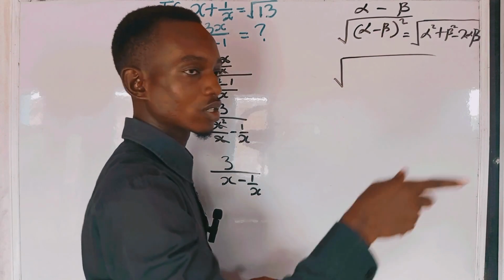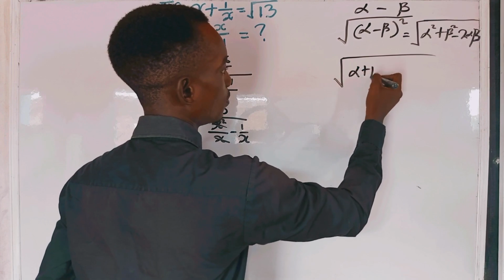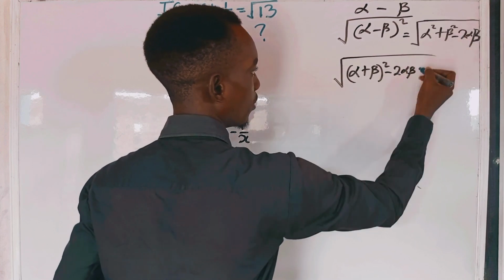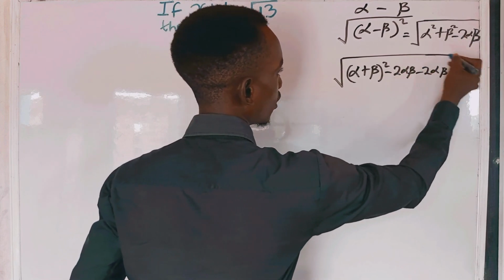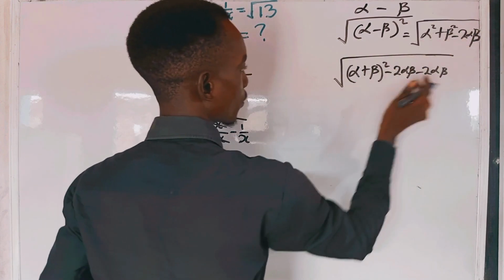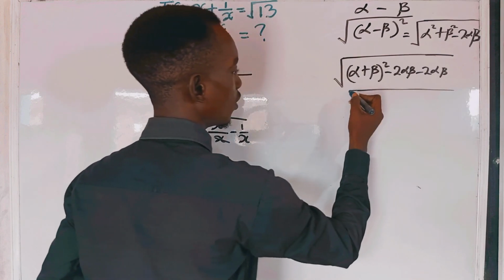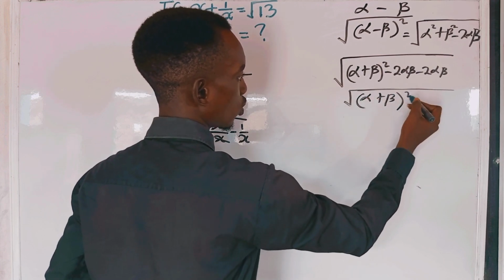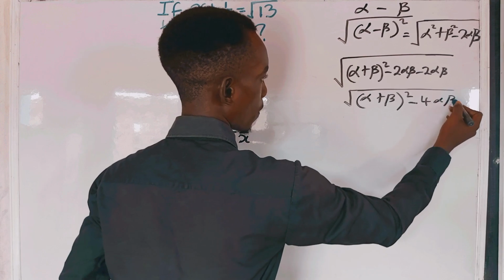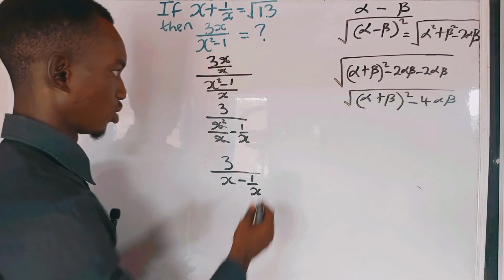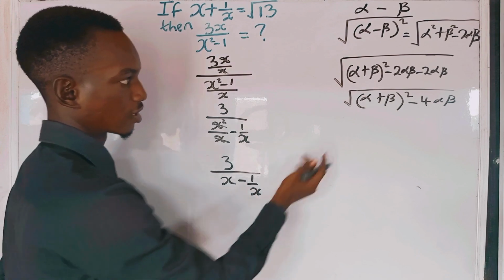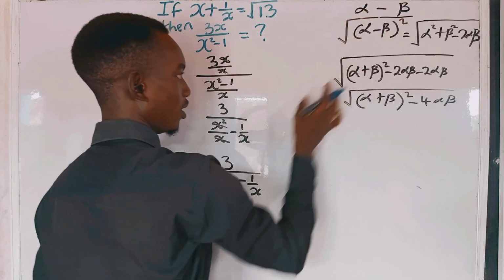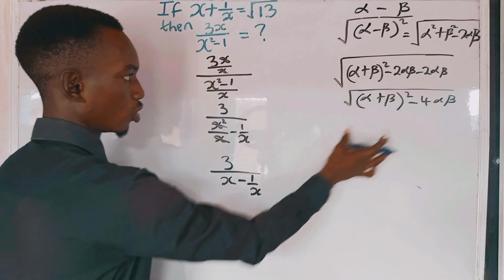So alpha squared plus beta squared will give us (alpha plus beta) all squared minus 2 alpha beta, okay? Then minus 2 alpha beta here. We have converted this to this. So finally, we now have the square root of (alpha plus beta) all squared minus 4 alpha beta. As easy as that. So that means we're going to express x minus 1 over x, alpha minus beta, in this form. Then we express this one also in this form.